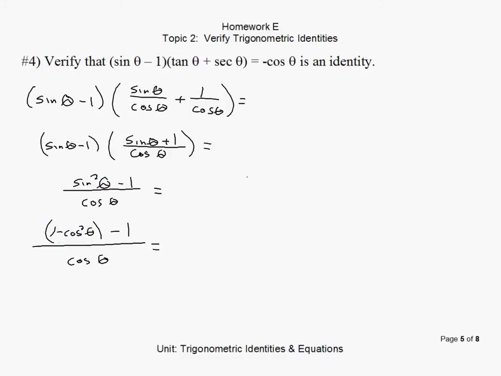The 1's cancel. So I get negative cosine squared of theta over cosine of theta. I can cancel cosine from the top and the bottom. I get negative cosine of theta.